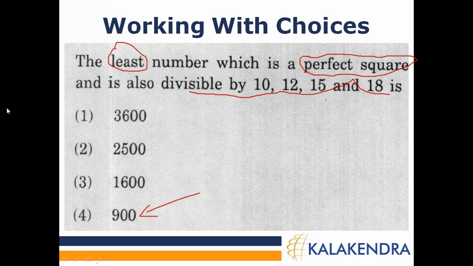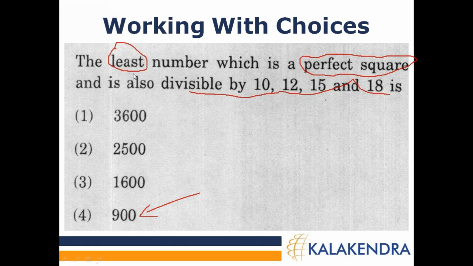So we are talking about here a question where we definitely need to work with the choices. And in terms of the choices, we distributed this question into three elements. One is that this has to be the least number, it has to be a perfect square, it has to be divisible by 10, 12, 15, and 18.